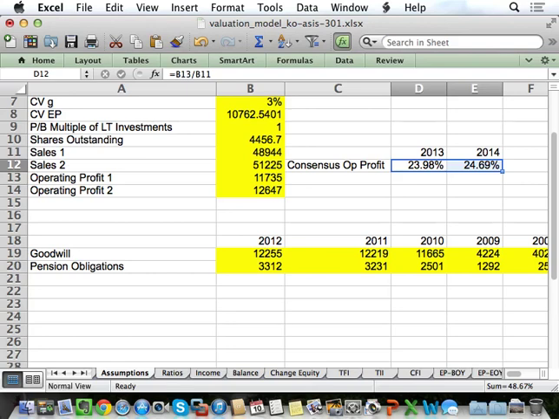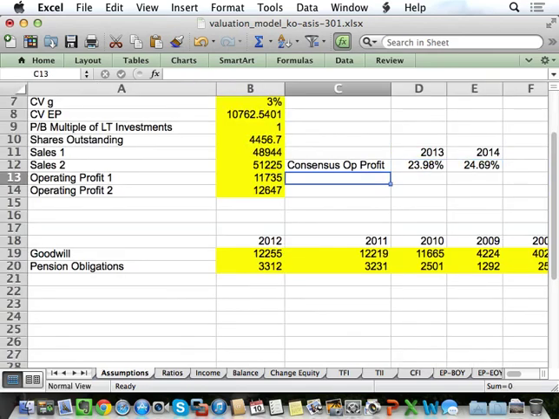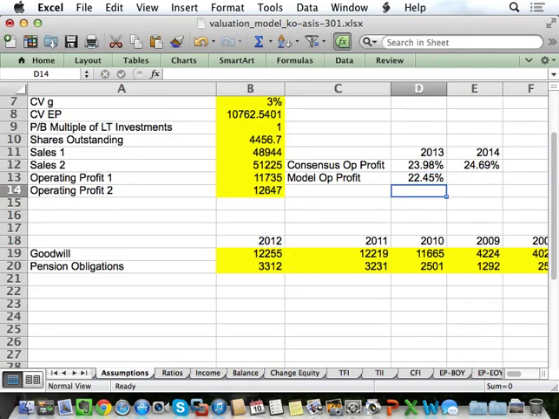That is the number, the operating profit, that I need in my model, my operating income as a percentage of sales, to match. That's what I have to match. So in order to help me do this, I'm going to say my model operating profit are those two cells. From the ratios tab, it's my 2013 operating income and my 2014 operating income.